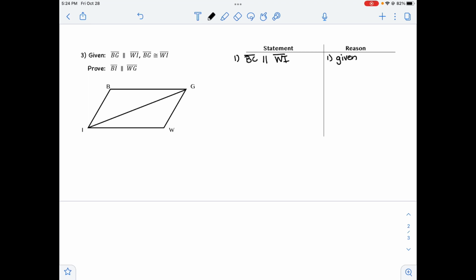And now let's talk about what that looks like. So BG here being parallel to WI, we'll put our little marks there for parallel. And then BG is congruent to WI. And so congruence would mean that we get a mark here and here.